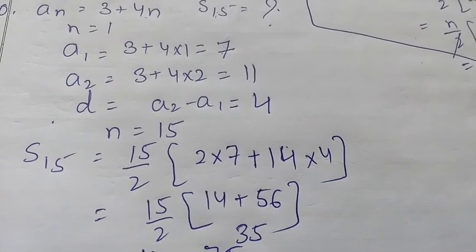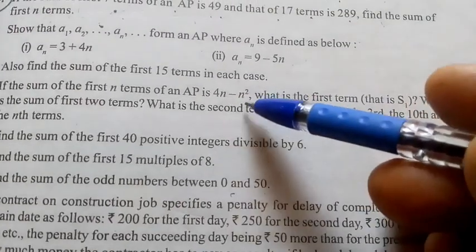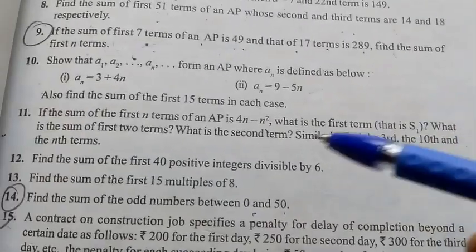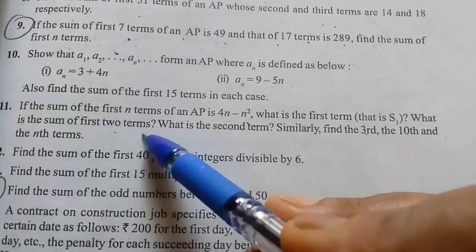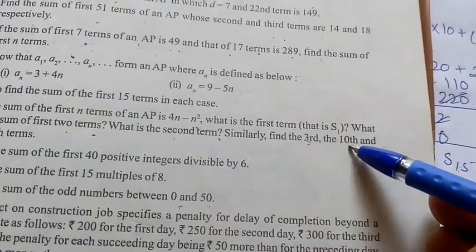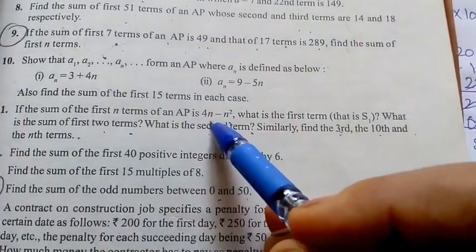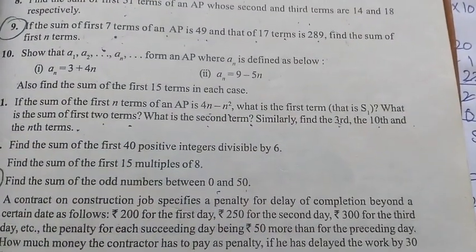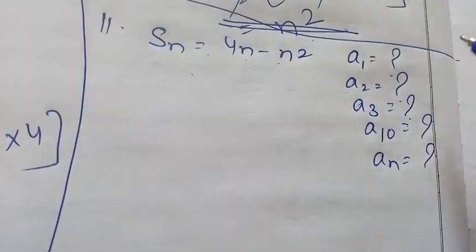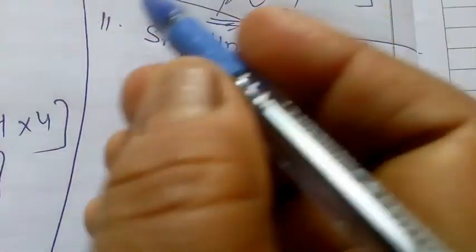Next, question number 11. If the sum of first n terms of an AP is 4n minus n square, what is the first term? What is the sum of first two terms? What is the second term? Similarly, find the third, 10th and nth term. The sum of n terms is 4n minus n square. Find the first term, second term, third term, 10th term and nth term.